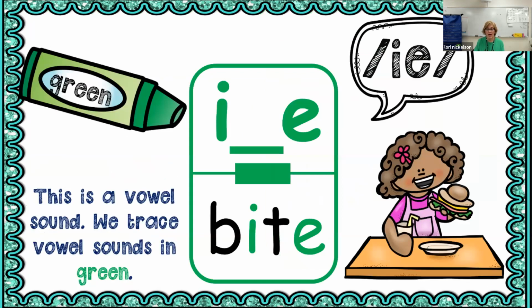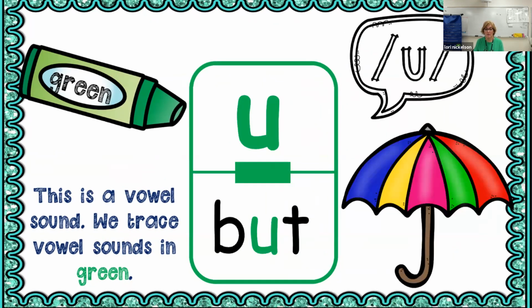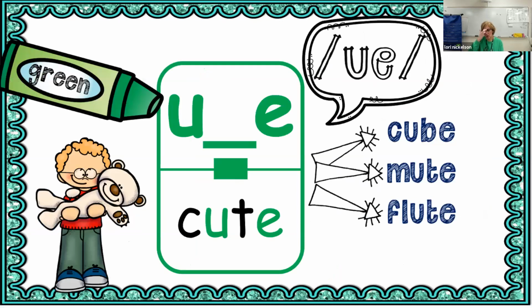We have the long I sound, as in bite. It is a vowel. We have the short I, which is a vowel, as in it. We have the short U, as in but, and it is a vowel. We have the long U sound, which is a vowel, as in cute, cube, mute, and flute.